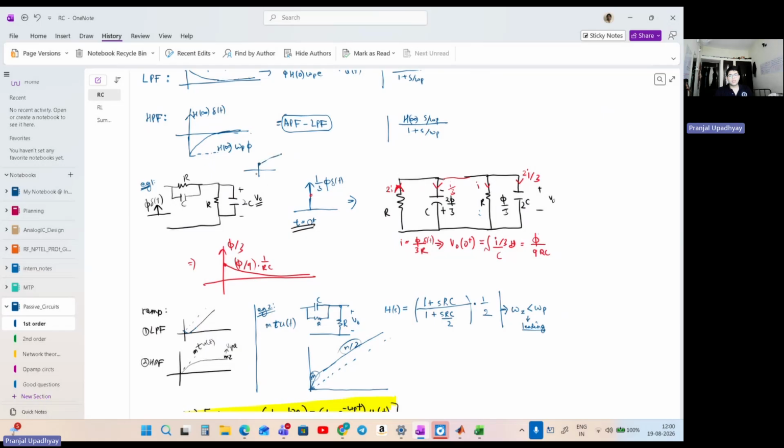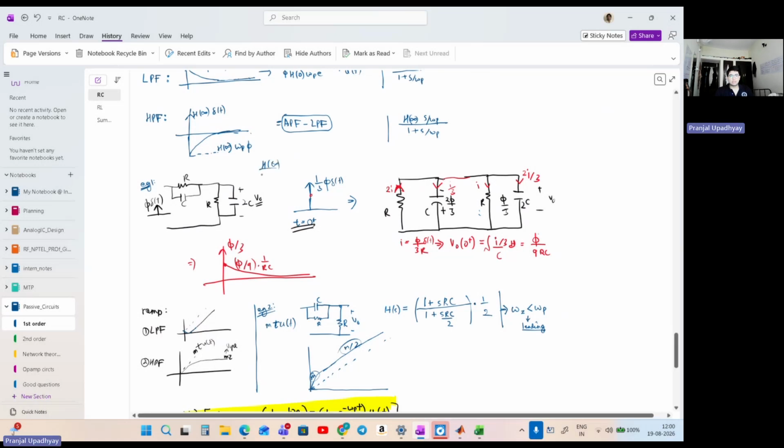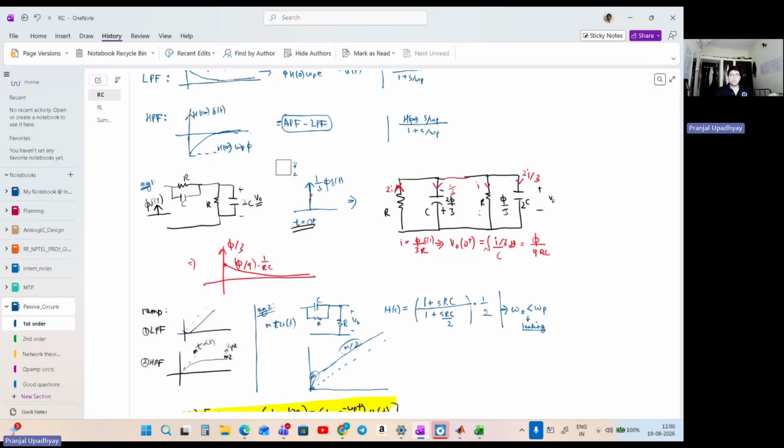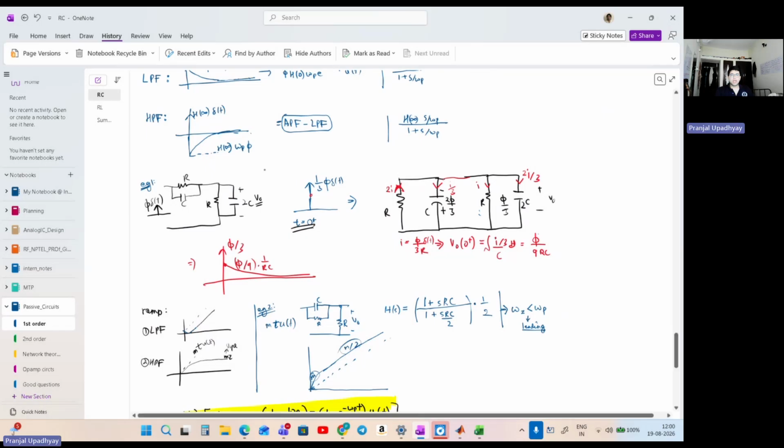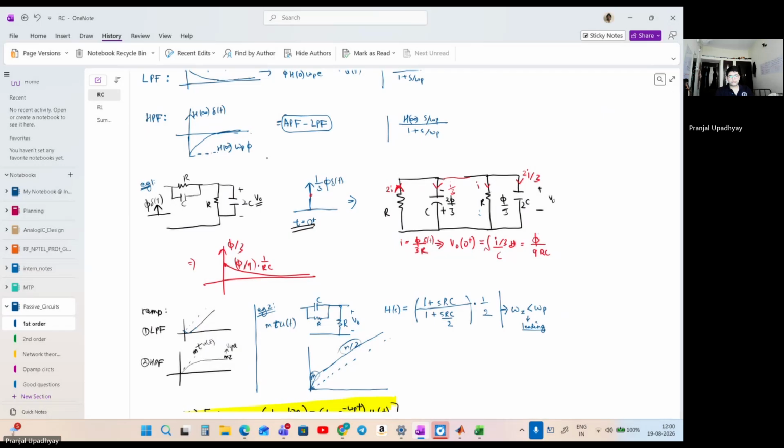Can we infer something about this circuit by looking at this juncture? Is it that the pole of the circuit is lesser than its zero? But that is fine. When I talked about this H of infinity by H of zero, I'm saying this omega p, omega z.